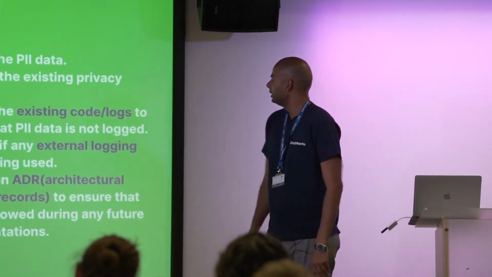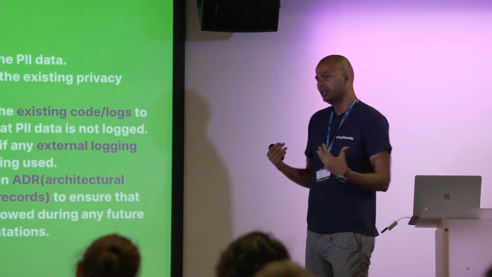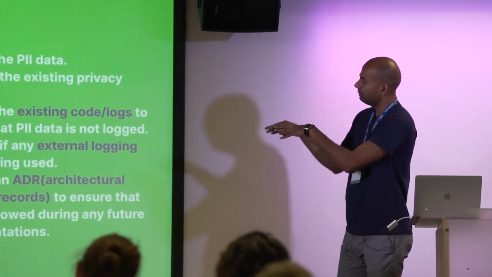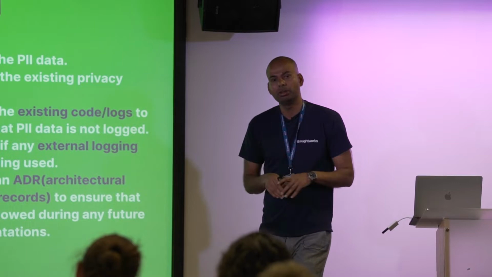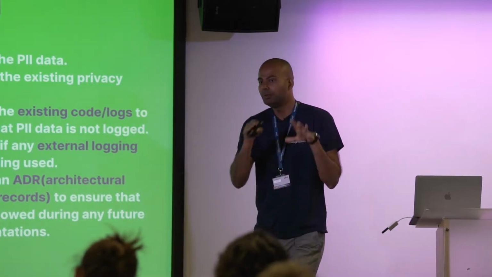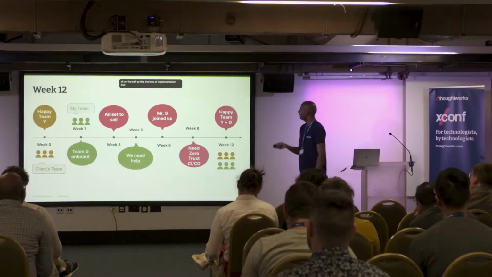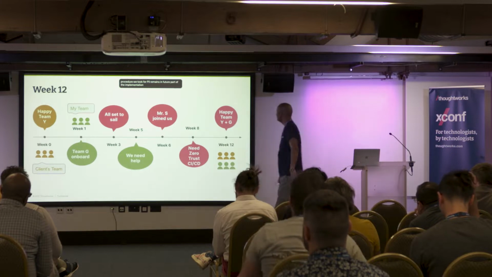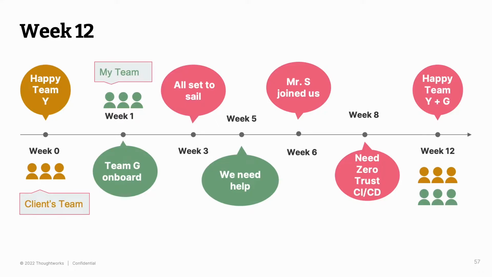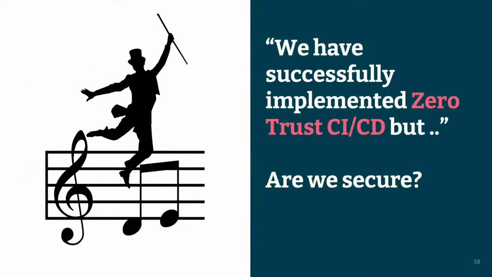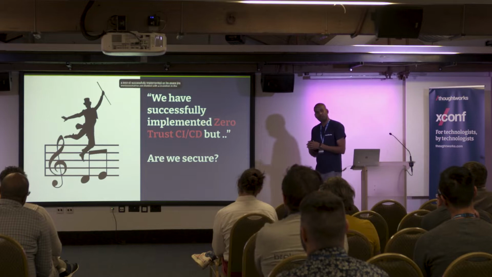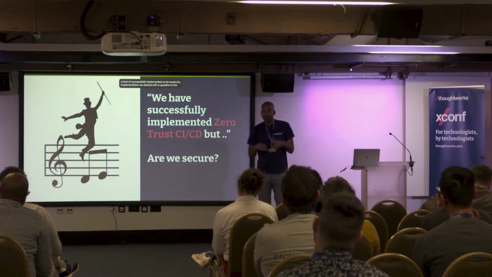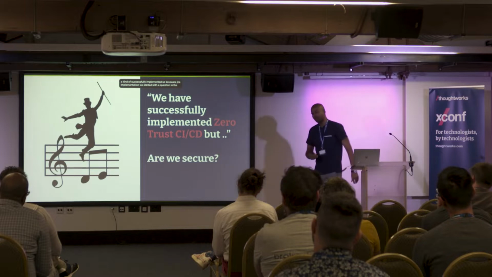Another thing that we did is that we created an architectural decision record so that the kind of implementation that we did and the kind of decision that we took for PII remains part of future implementation as well. Okay, so here we are. By end of week 12, we have two happy teams, Team Y and Team G, with a Zero Trust CI/CD implemented. But we started with a question in the beginning: the systems that we saw in the beginning, were these systems ever secure? And we're going to ask this question again: even if we implemented this, are we secure?